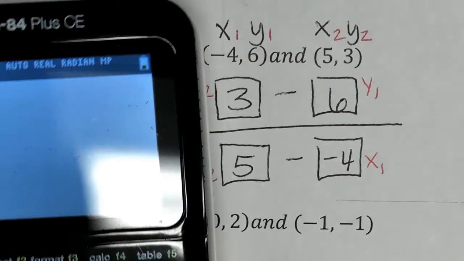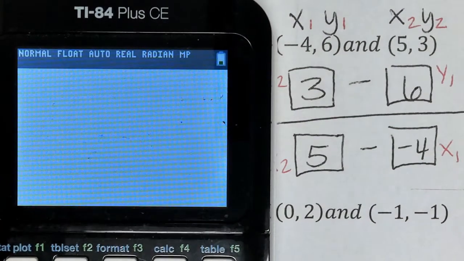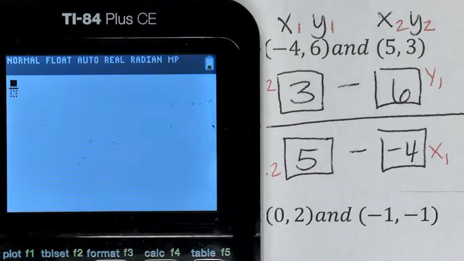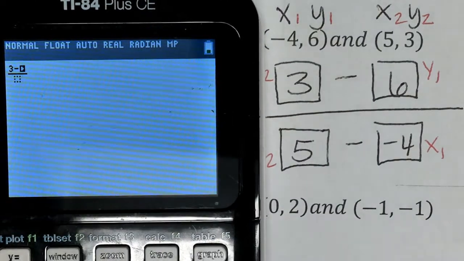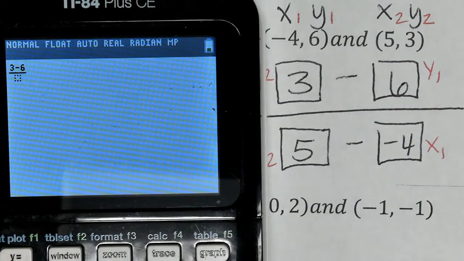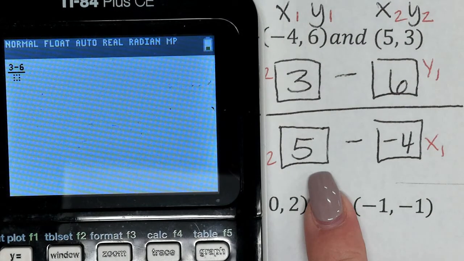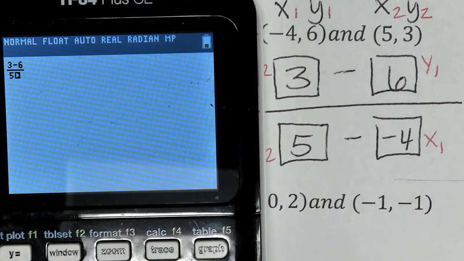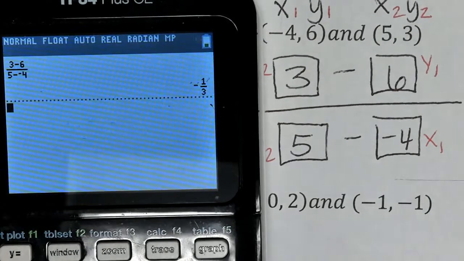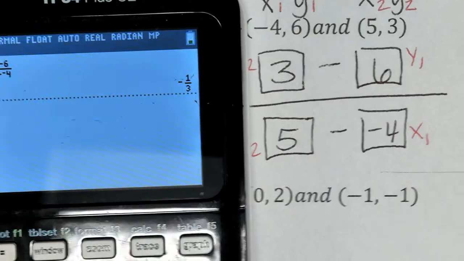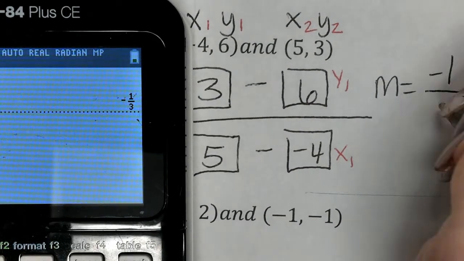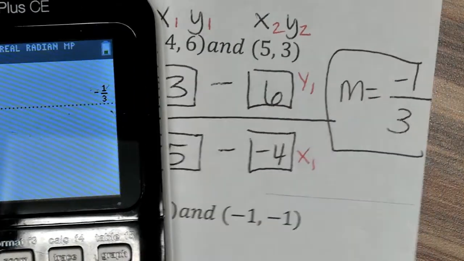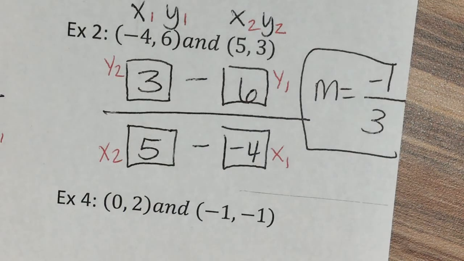So go to alpha y equals option 1. Let's type in 3. What is this sign right here? Minus 6 over. How do I type this in? 5 minus negative 4. Perfect. 5 subtract negative 4. Hit enter. There's your answer. What's the slope? That means the rise is 1 and the run is 3. If I was to graph it, yes?